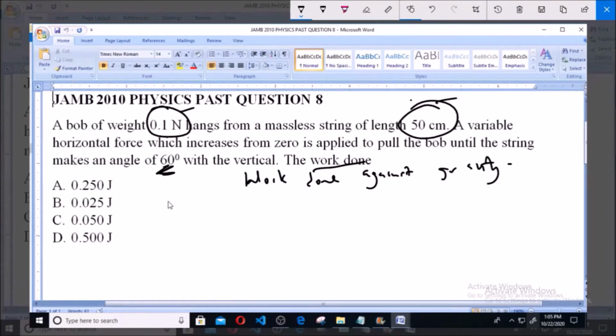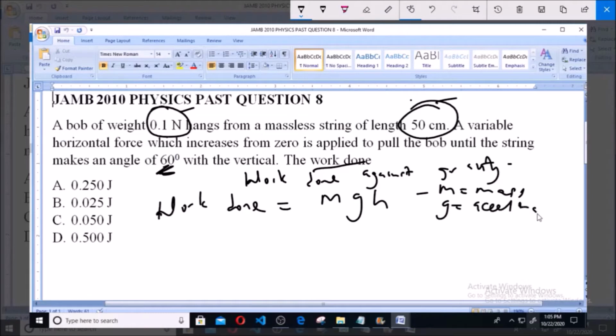Now, work done generally is given by mgh, okay, where m is the mass of whatsoever body you are considering, g is the acceleration due to gravity, okay, or the influence of gravity on that body, and h is the height or length, okay, or distance or whatsoever you are considering.